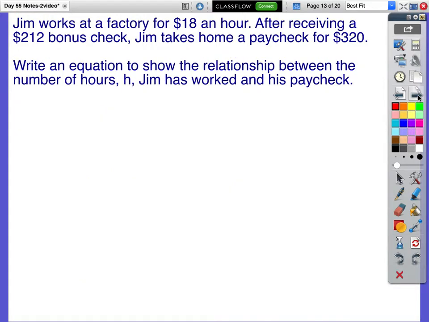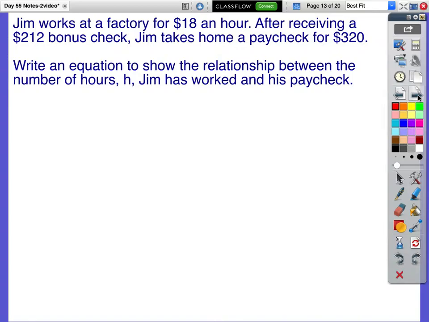All right, going forward. Jim works at a factory for $18 an hour. After receiving a $212 bonus check, Jim takes home a paycheck for $320. Write an equation to show the relationship between the number of hours, H, Jim has worked, and his paycheck. All right.